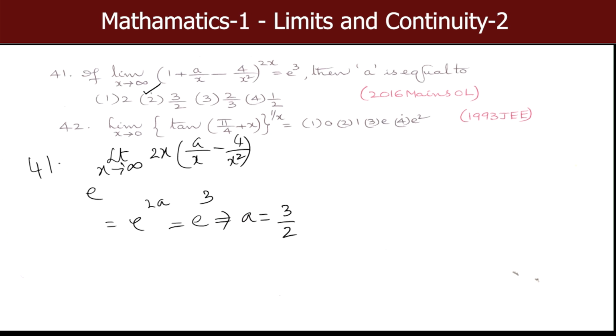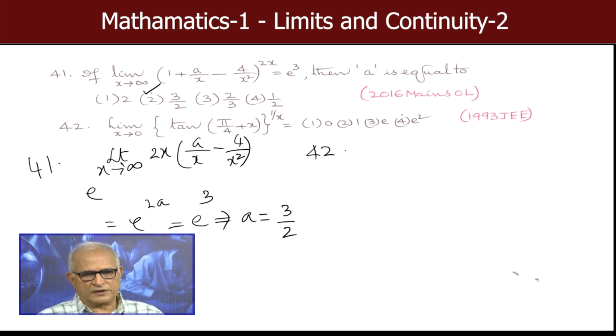So, question number 42, the JEE Advanced question. Limit x tends to 0, (tan pi by 4 plus x) whole power 1 by x. Once again, tan pi by 4 plus x tends to 1 as x tends to 0, because pi by 4 plus x has the limit pi by 4, tan pi by 4 is 1, and therefore, tan pi by 4 plus x has the limit 1. 1 by x, of course, when x tends to 0 through positive values tends to plus infinity. When x tends to 0 through negative values, 1 by x tends to minus infinity, and the whole limit is 0.